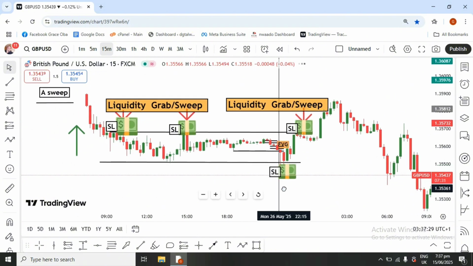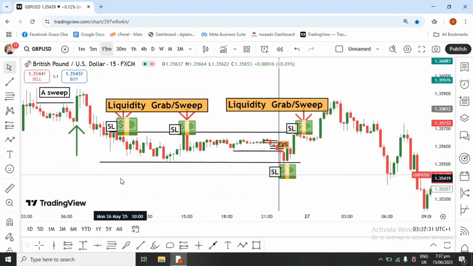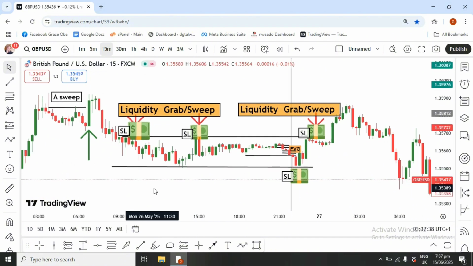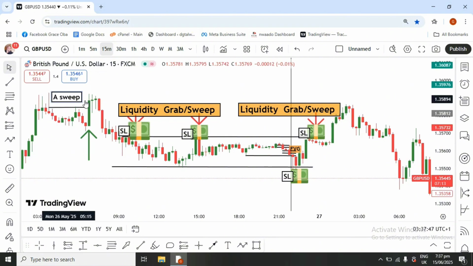So guys, this is a clean setup. I just marked out this setup for you to be able to understand what we are discussing, right? So from here, let's analyze this. There's a sweep here. You can believe with me that this is an equal high from here, right? This is me in chart, right? There's an equal high here.